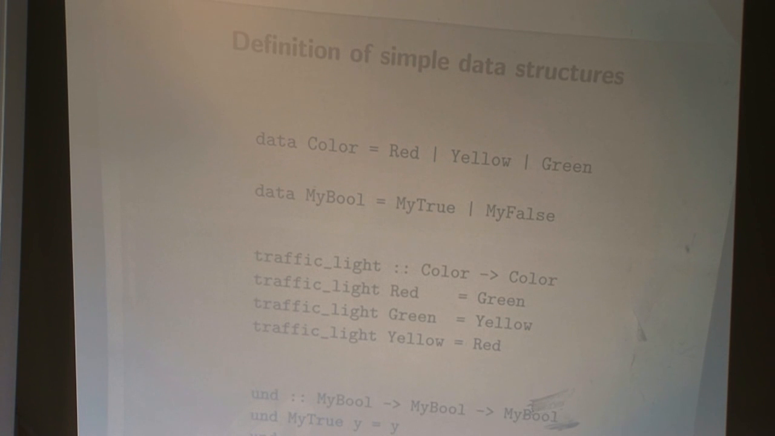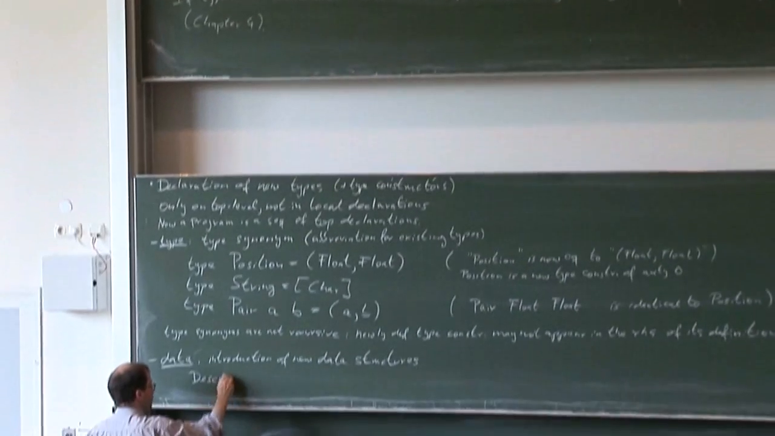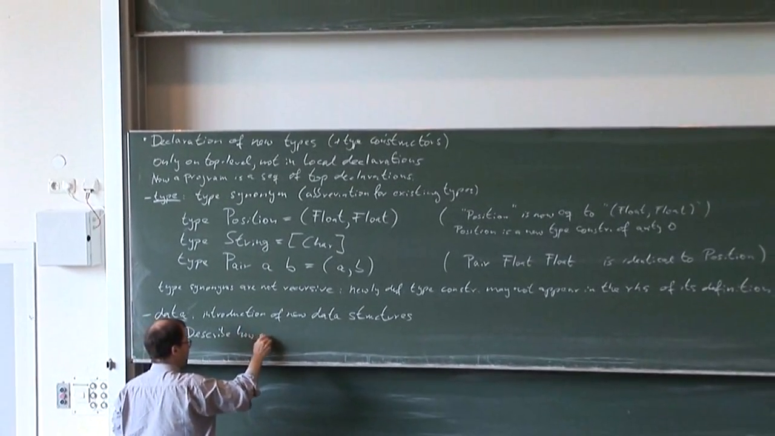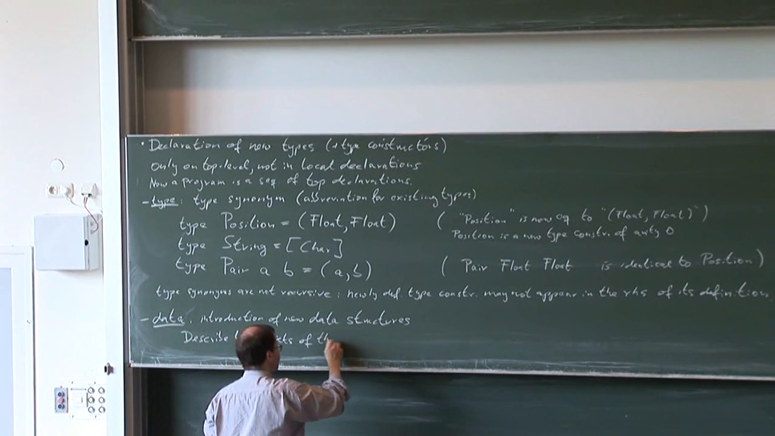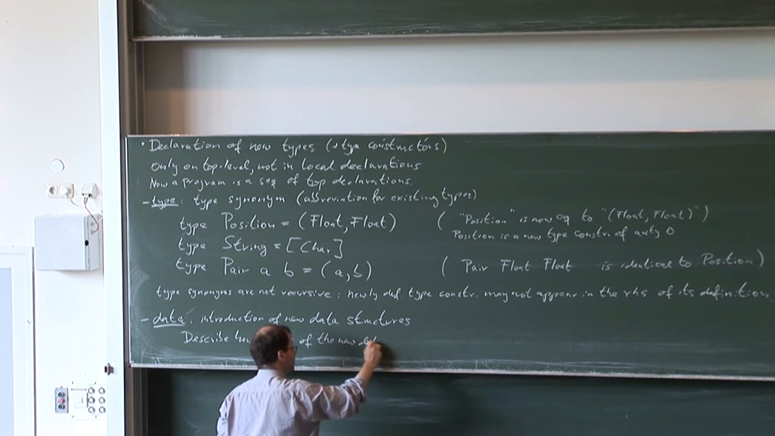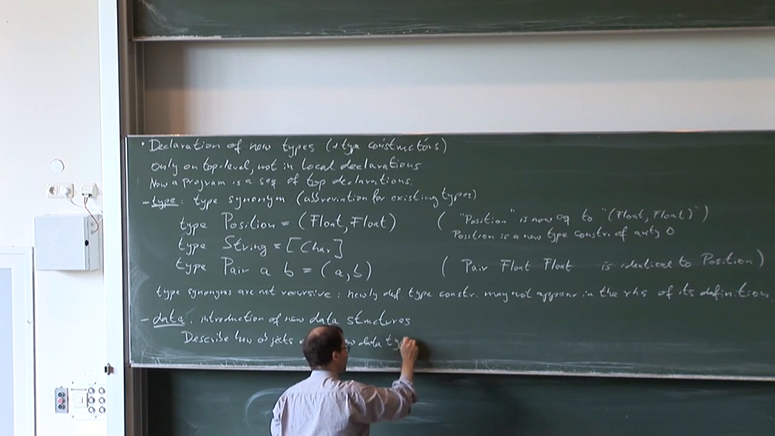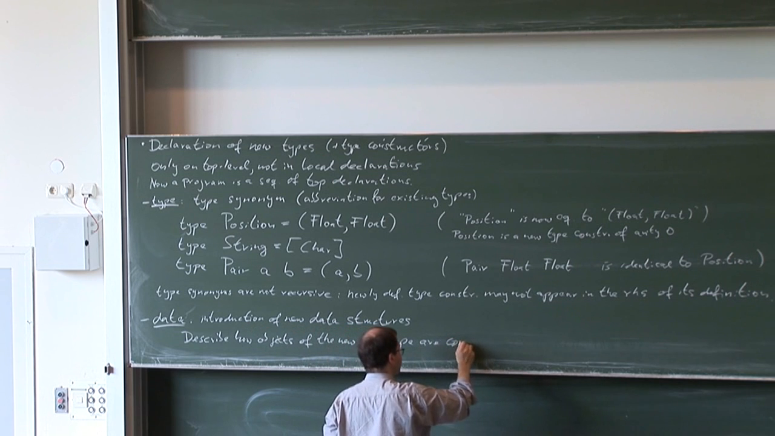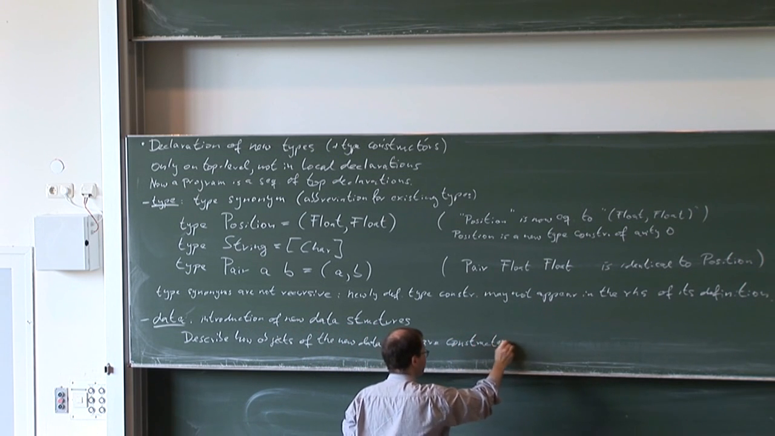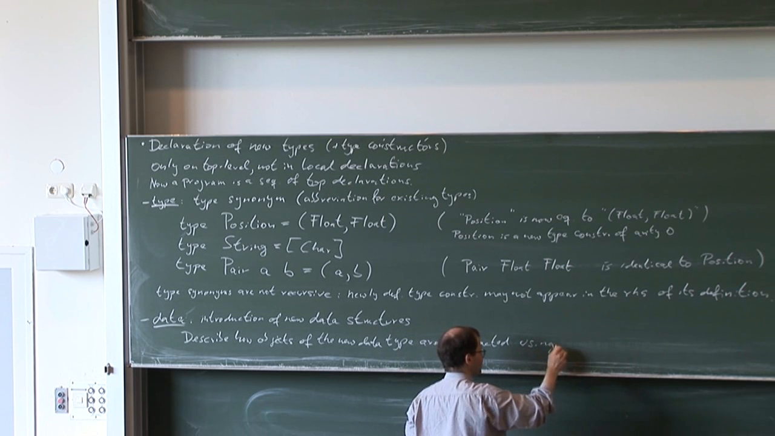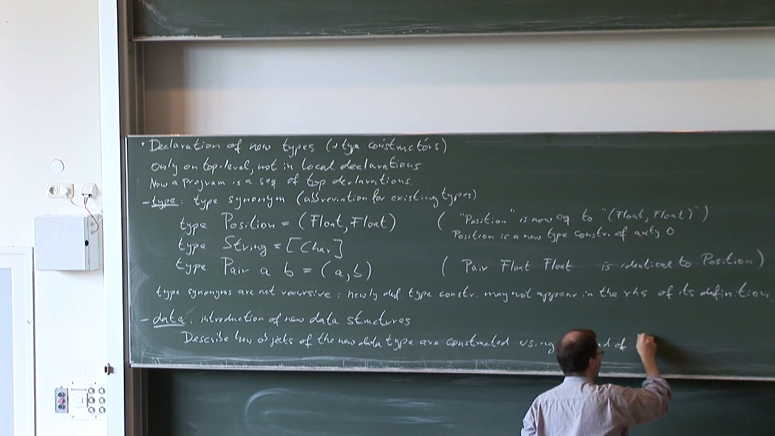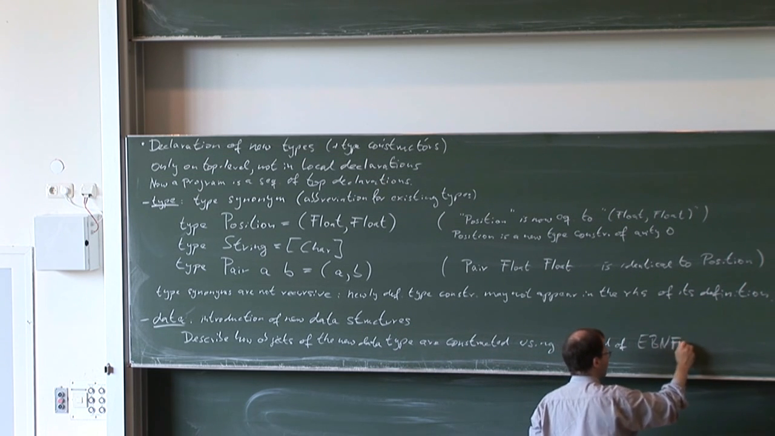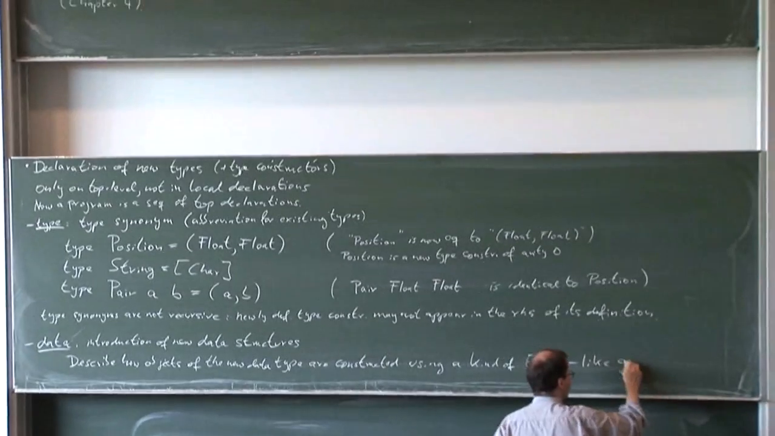So what we do here is we basically describe how objects of the new data type are constructed using a kind of context-free grammar in EBNF notation. So an EBNF-like context-free grammar.